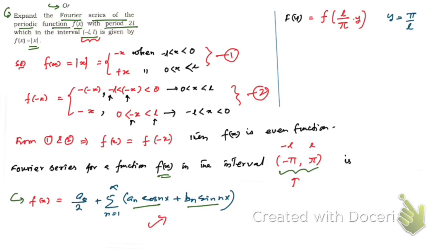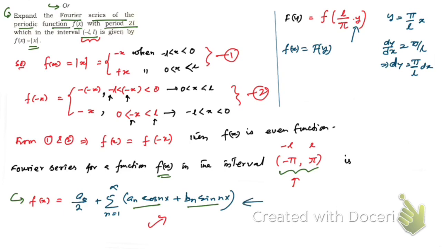So now if you put the value of y here, then you will get f of x is equal to F of y. And if you find dy by dx, then you will get pi by l, which means dy is equal to pi by l dx. So we're going to use these values in this equation.